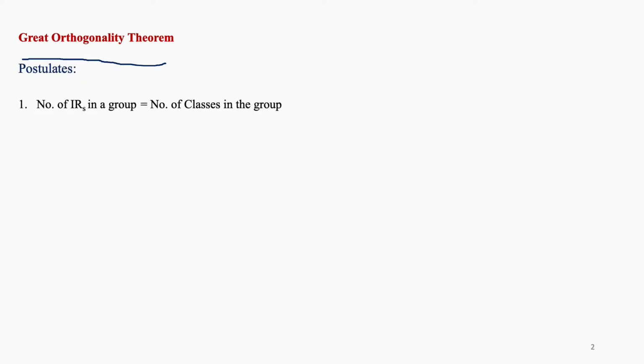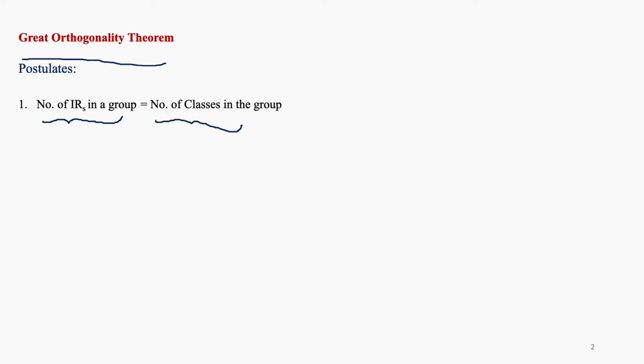First thing we need to know before solving this problem is the great orthogonality theorem. The main postulates of this theorem are: first one, the number of irreducible representations, or IRs, in a group is equal to the number of classes in the group.